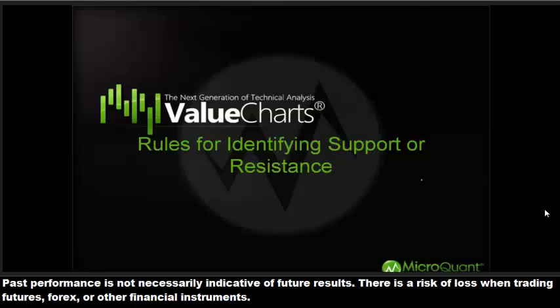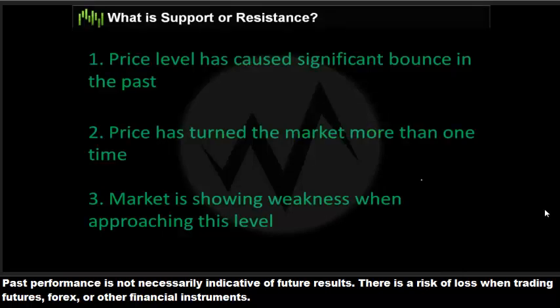Now, there's a few different rules for identifying support or resistance. The first one is the price level has to have caused a significant bounce in the past. Meaning just because the market was going up, okay, you had an up day, another up day, another up day, and then a down day, and then a down day, and then another up day, that is not going to be a resistance level. When the market has gone up, way up, stops, and immediately turns around and starts moving lower, that is a resistance level.